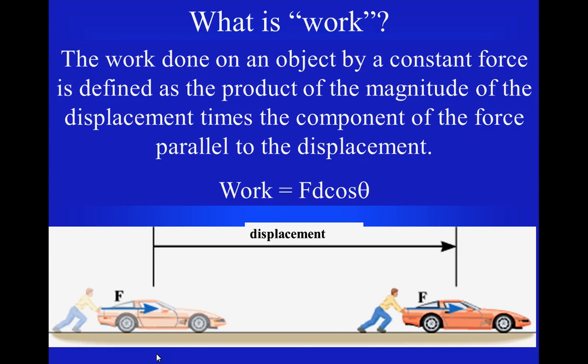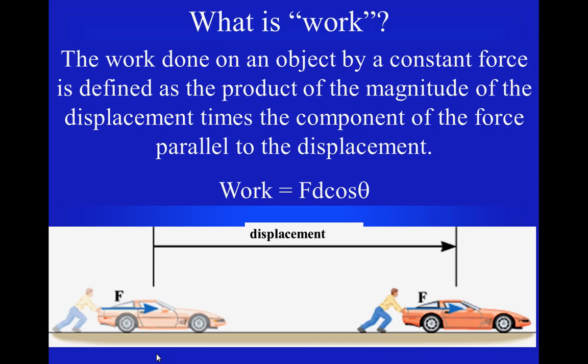So the work done on an object by a constant force is defined as the product of the magnitude of the displacement times the component of the force parallel to the displacement. Work equals F D cosine theta.